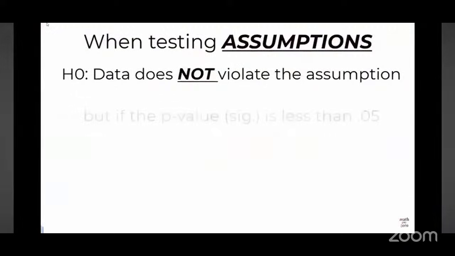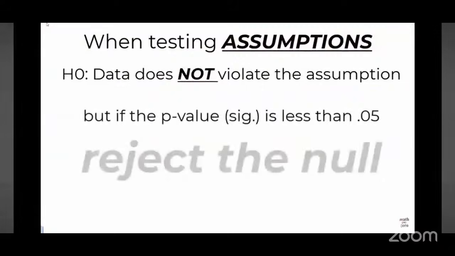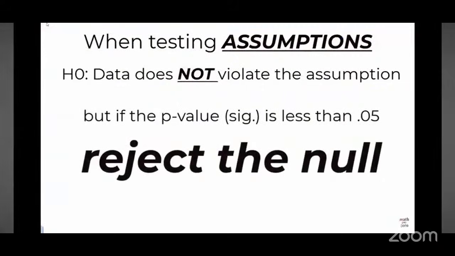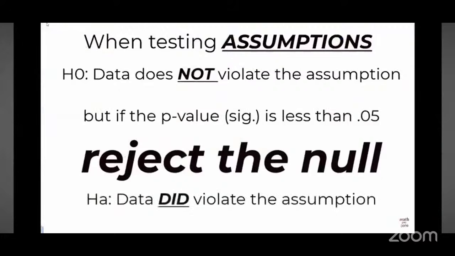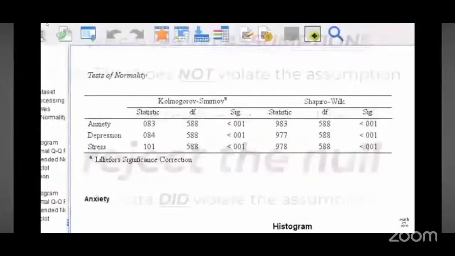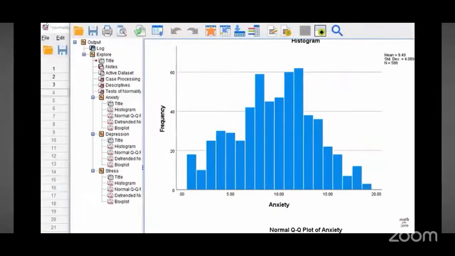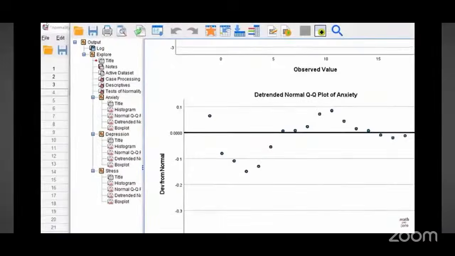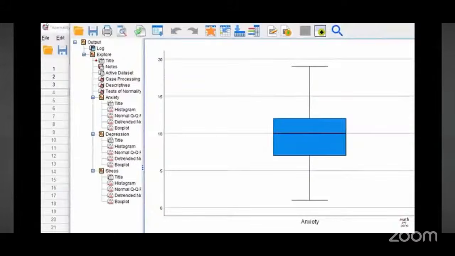So you get to reject that, right? Because the p-value is less than 0.05, you reject the null. Therefore, the alternative is true: the variables did violate the assumption. And again, this is why you don't go by the histograms. That one doesn't look too bad to me, but it's not normal, right?